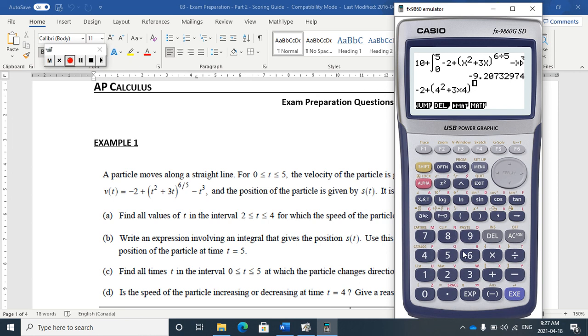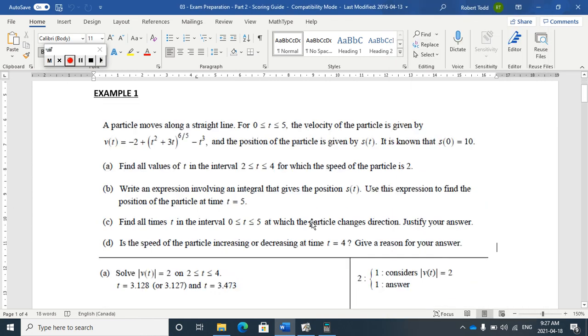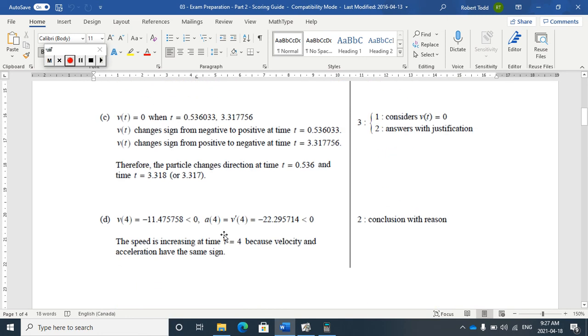Oh, it gave me the exponent this time, so I'm a little less worried about the brackets. Still won't let me use the fraction button in the exponent, so I'll just go 6 divided by 5. Maybe your version of the calculator will. And then down here, minus 4 to the power of 3. And when I press equals, I get negative 11.47. And the fact that it's negative 11.47 is very interesting. But all I really care about is that it's negative. I got negative velocity.